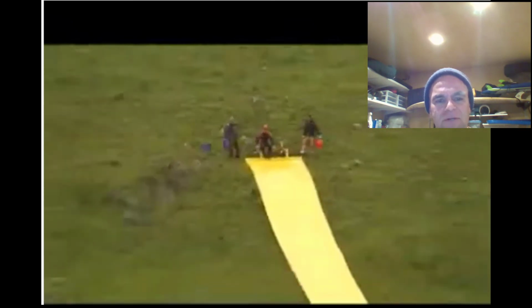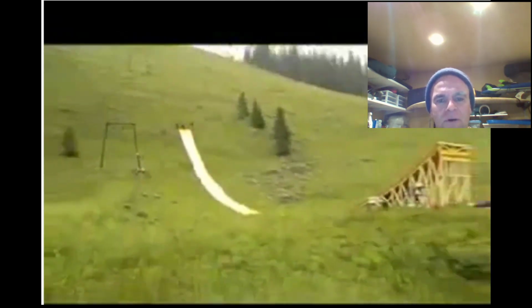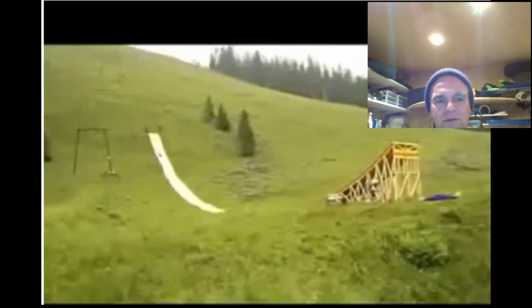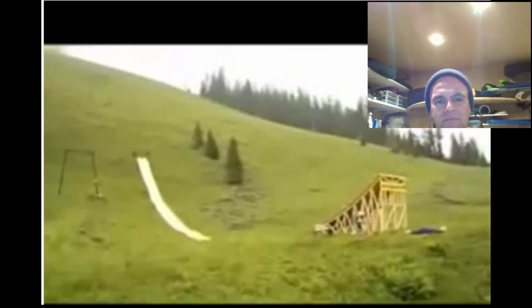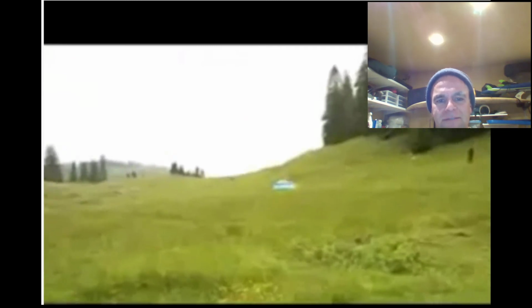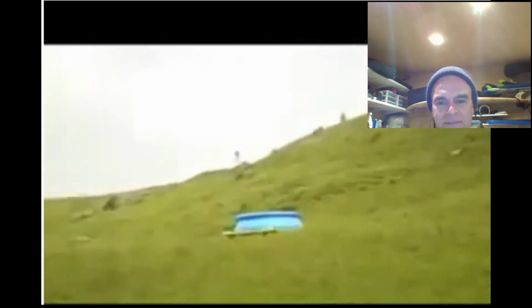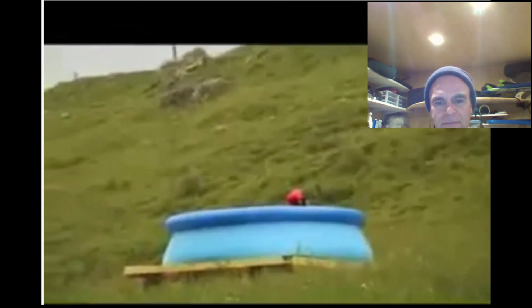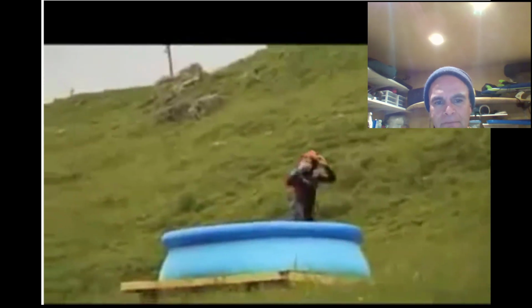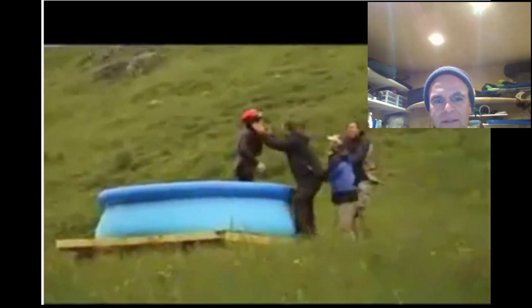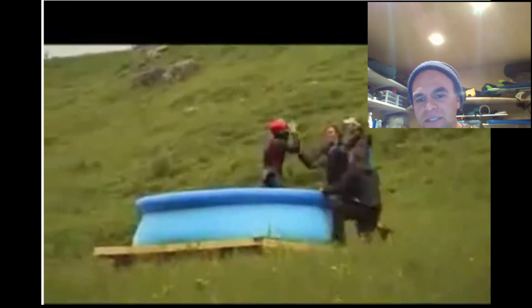Here's the person who's going to go down the water slide. Whoa, look at that. Here he goes. And he's off into the target. Clearly this was done before social distancing.